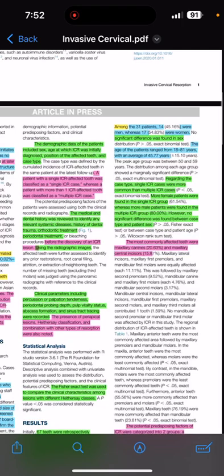Also, more female patients were found in single invasive cervical resorption, which was 61%, whereas more male patients were found in multiple invasive cervical resorption, which was 80%. However, no significant difference was found between the case type and patient sex. The most commonly affected were the maxillary anterior teeth, at 47%, followed by the maxillary premolars.